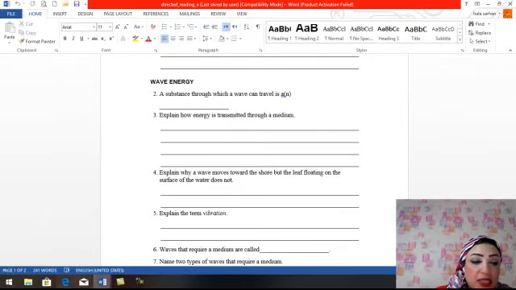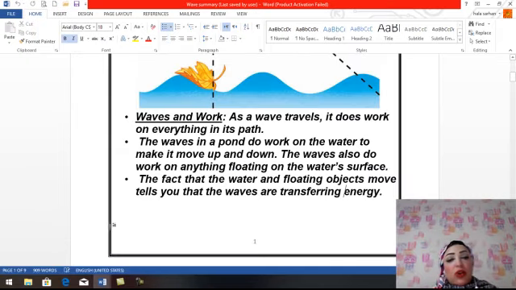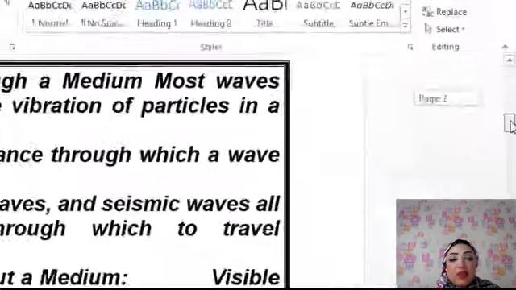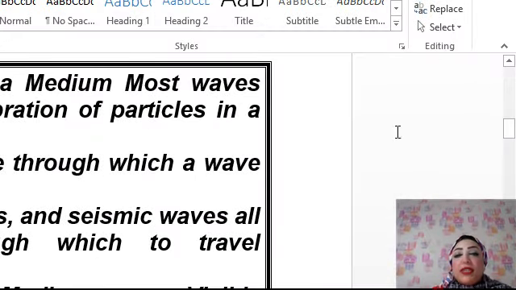Okay, so this is the wave motion. The water and the floating object moving tells you that the waves are transferring energy. Energy transfers through a medium. Most waves transfer energy by the vibration of particles in the medium.